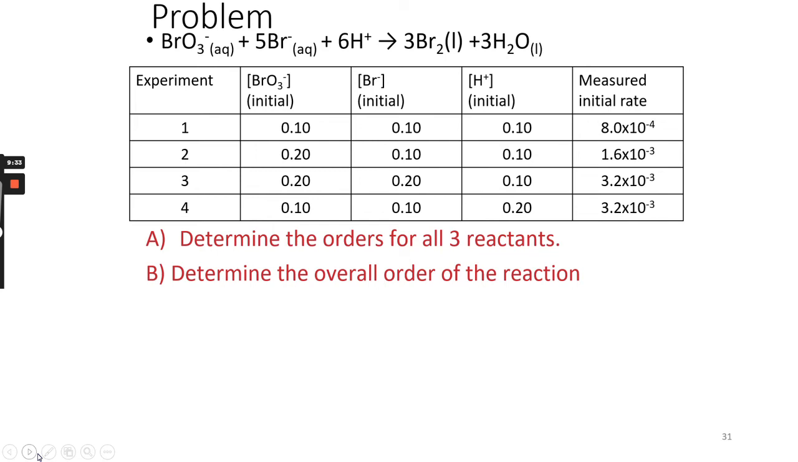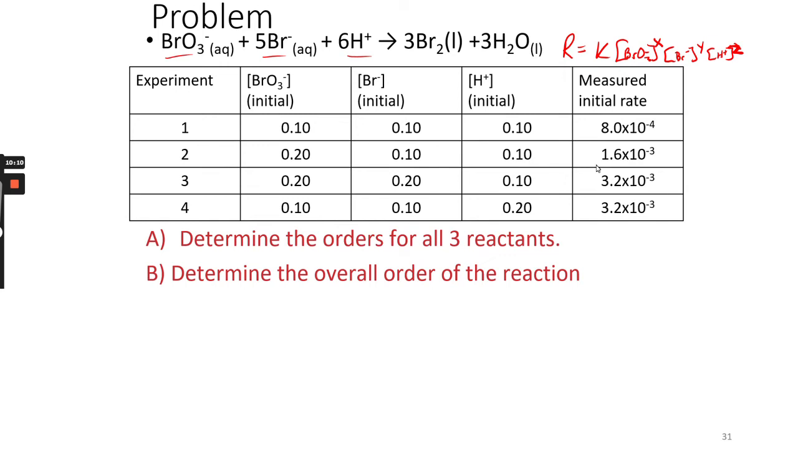So let's do a sample problem together. So here are 4 experiments where you're varying the concentrations. We have 3 reactants here. So my generic rate law is going to be K times the concentration of BrO3 minus raised to some exponent x times Br minus raised to y times H plus raised to z. Okay? I can't use the coefficients. I have to use my data.